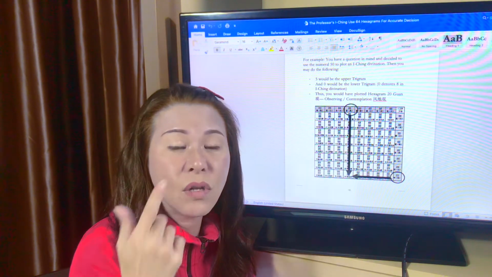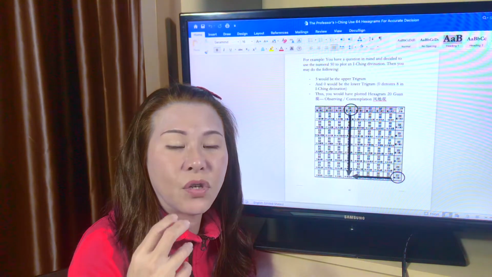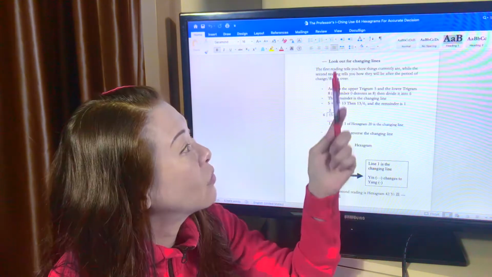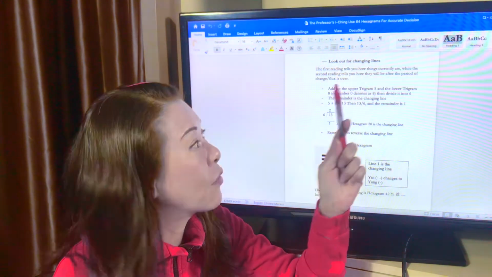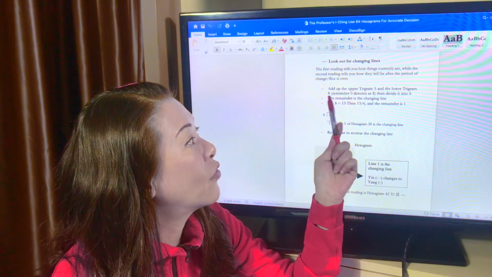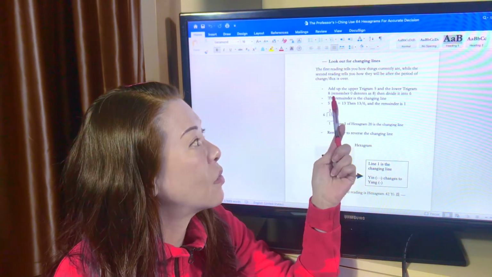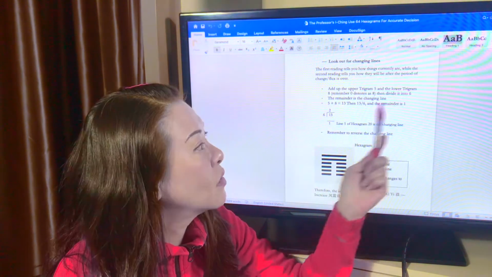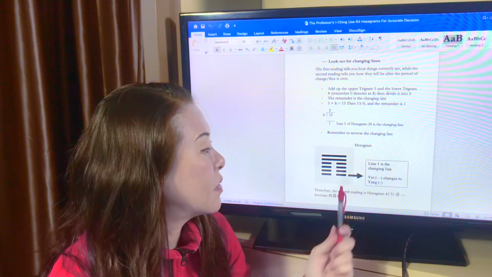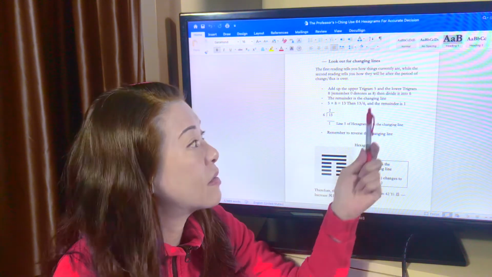The next thing you need to plot is the outcome of your answer, which means you need to locate the changing line. How do you look for the changing line? You add 5, the upper trigram, and your lower trigram. For 50, remember 0 denotes 8, so trigram 8. You add 5 and 8, then you divide by 6. Why 6 for the changing line? Because there are 6 lines in a hexagram. That's why 6 is used for the changing line.